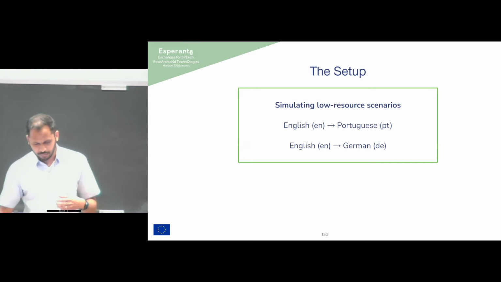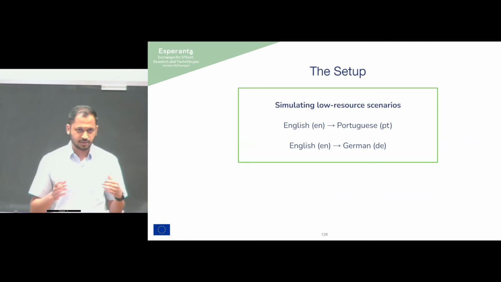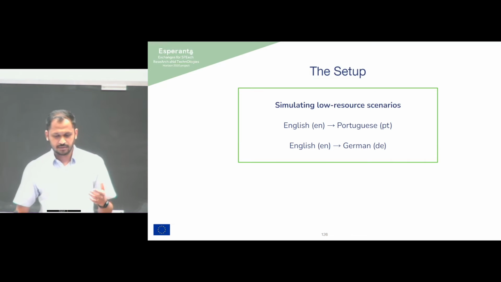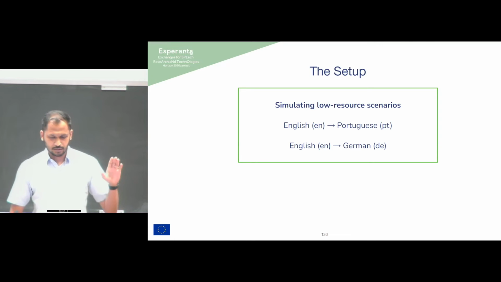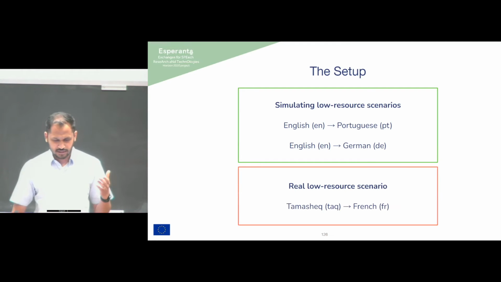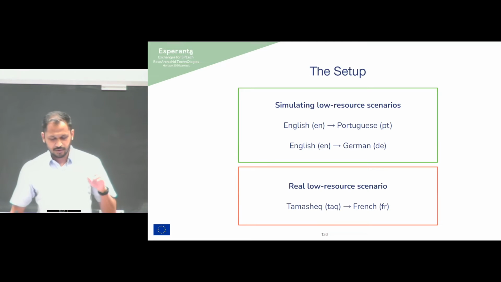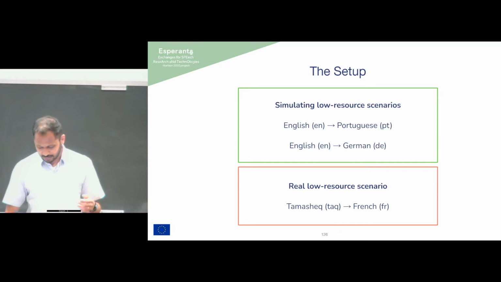And then how we were going to run the experiments and analyze is, first we try to simulate these low resource scenarios on high resource languages, so English to Portuguese and English to German. In this case, English is the source language, and we would simulate the low resource on the English side. And whatever observations we make in this simulation, we apply to the real low resource scenario, where we go from Tamashek speech or Tamashek text to French text.